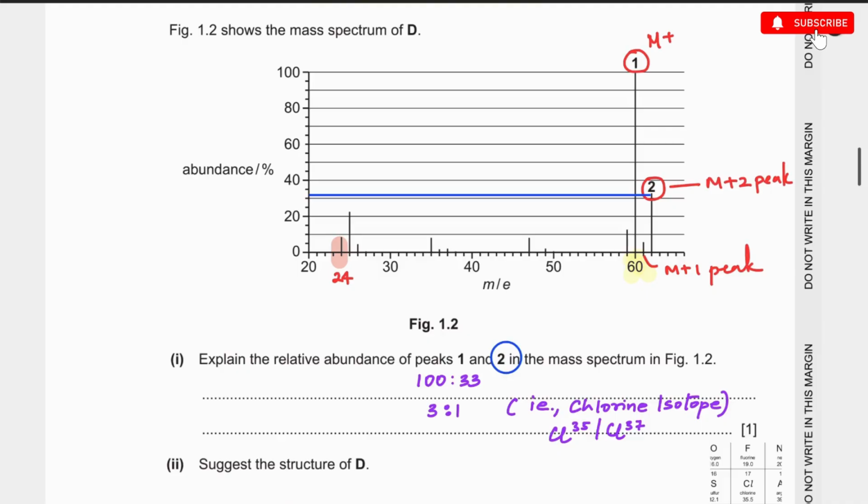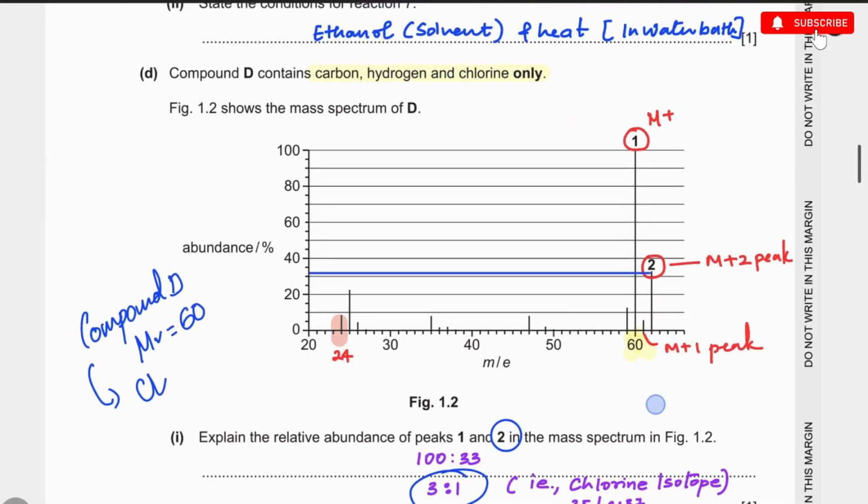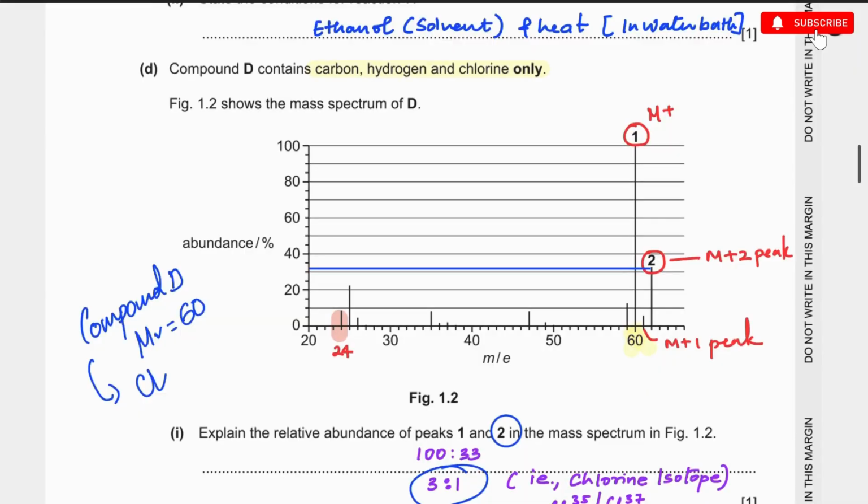That is nothing but 3 raised to 1, which is a ratio that also indicates we have one chlorine atom for sure. So from here we can identify that this compound 2, or compound D, has molecular mass 60. Second, we know that this compound will consist of chlorine, as it's going to be a ratio of 3 raised to 1. Chlorine can be isotope 35 or 37, which we will find out, and we have only one chlorine atom.